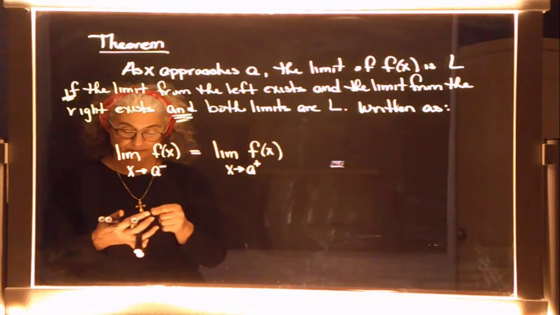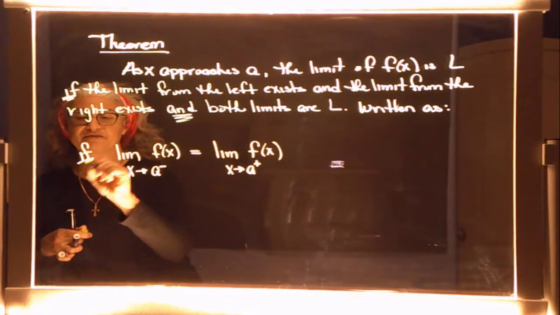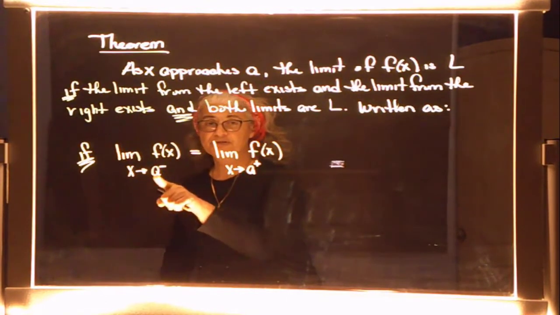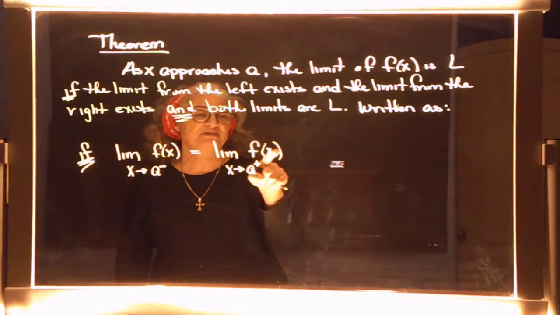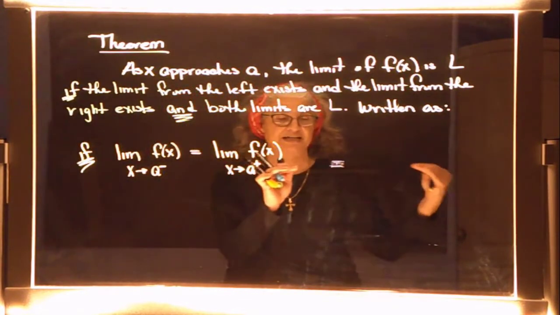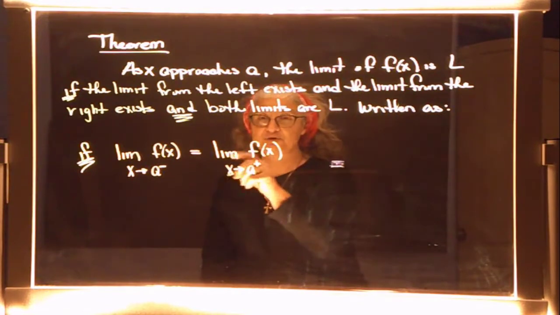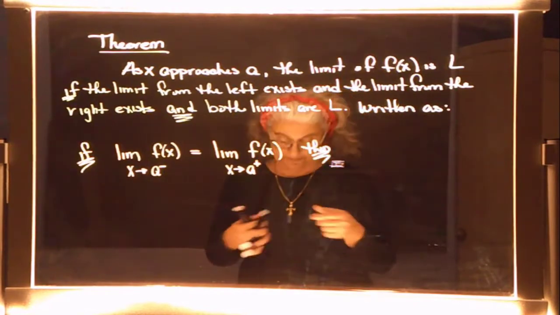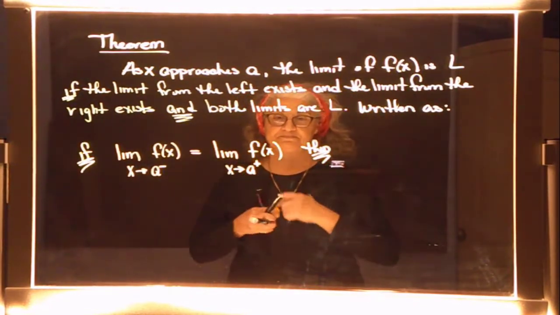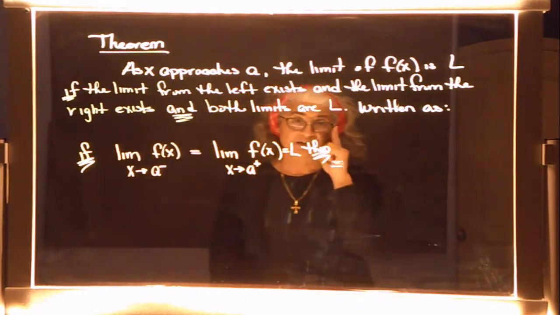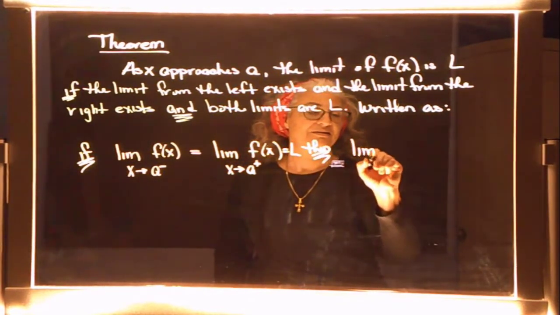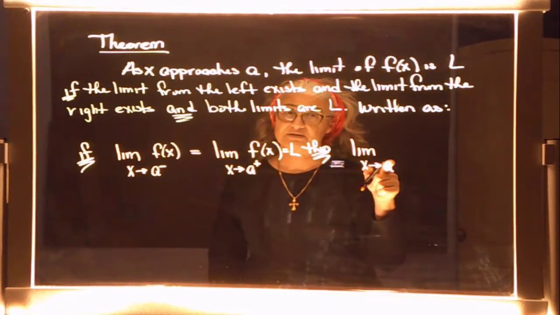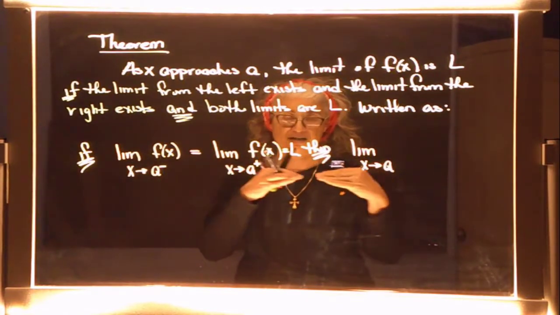So, if the limit of the function as x approaches from the left equals the limit of the function as x approaches that a from the right, if those two are equal, then, oops, sorry, I kind of forgot to write something. If they both equal L, then I can say the limit as x approaches a. Notice it doesn't say from the left or the right, which means it's encompassing both of them.